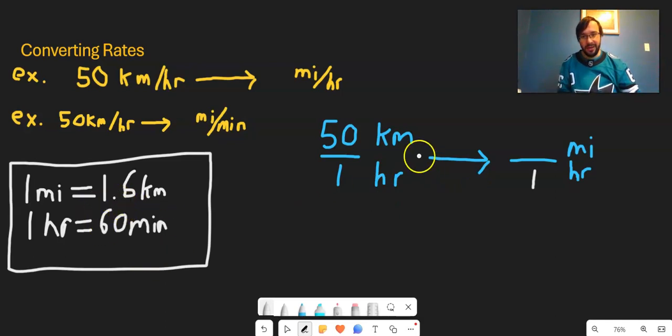So there are more kilometers in a mile, right? So we're going to the larger unit. And just like we did in the last video, if we're going to go to the larger unit, we would expect to have less of them. So we're going to be dividing by 1.6. Okay, we should have less miles in relation to kilometers, okay? There should be a decimal there.